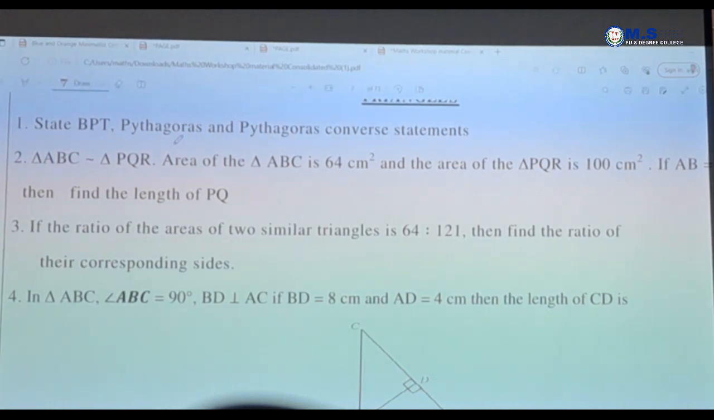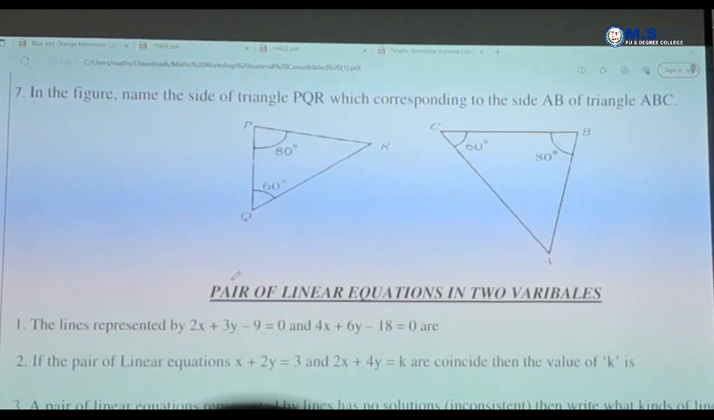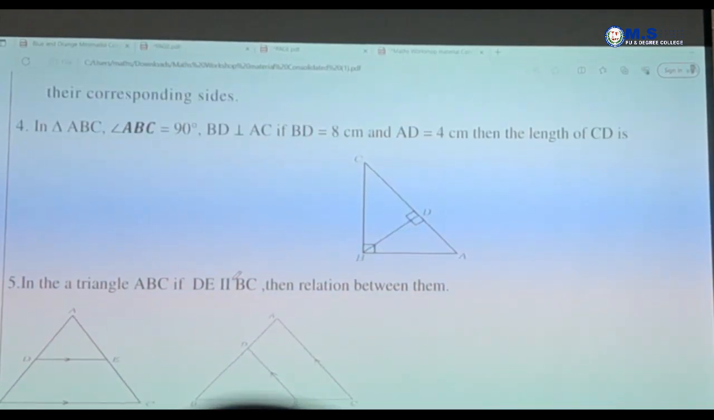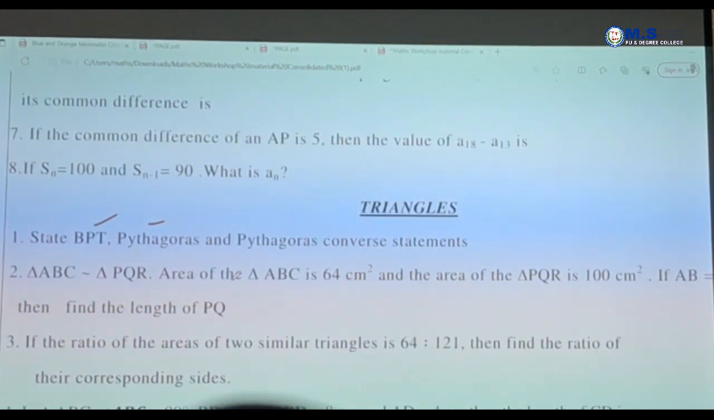The statements of BPT, factors and converse statements are important. Okay? What is BPT? If a line is drawn parallel to one side of a triangle to intersect the other 2 sides, it divides them in the same ratio or same proportion. You can write it in your worksheet. Take a few seconds and write it down. Okay? It's the statement of the factors theorem.